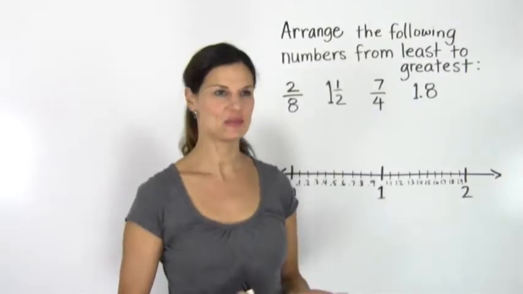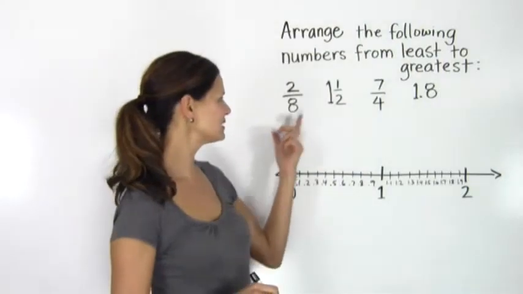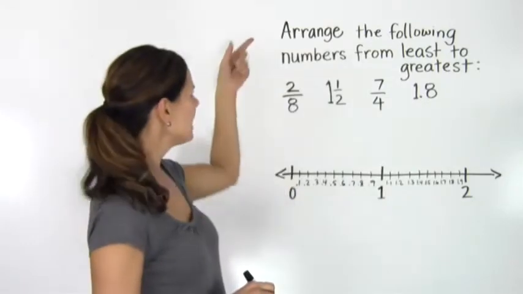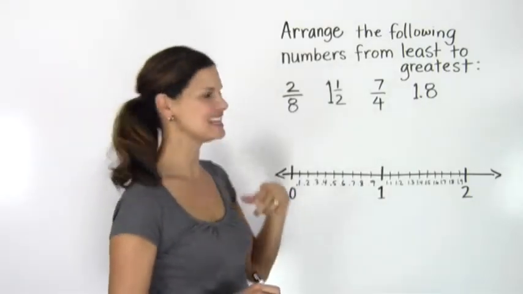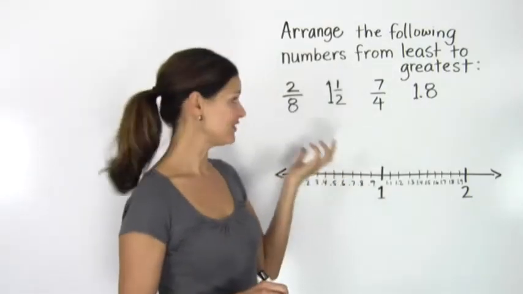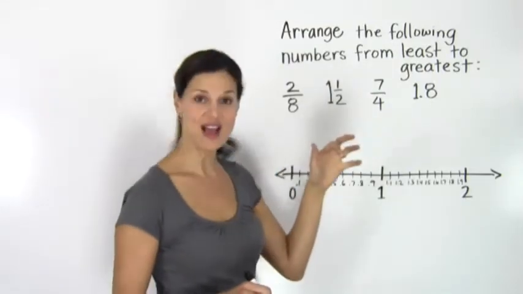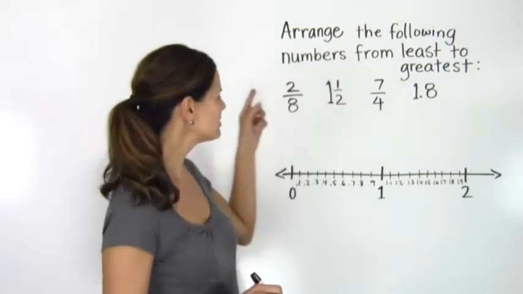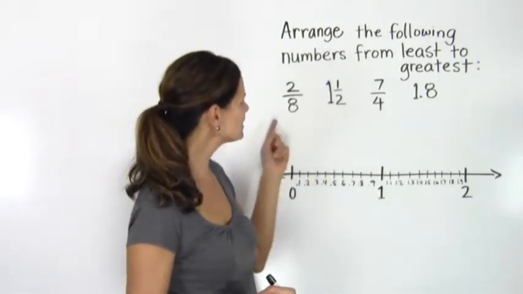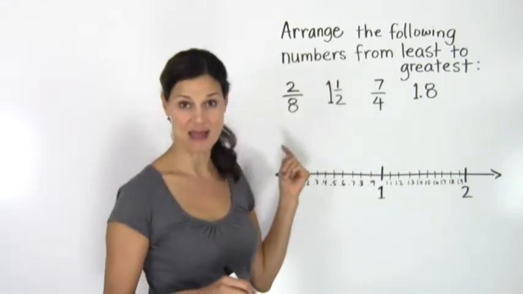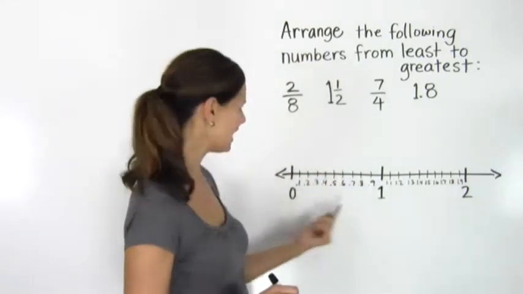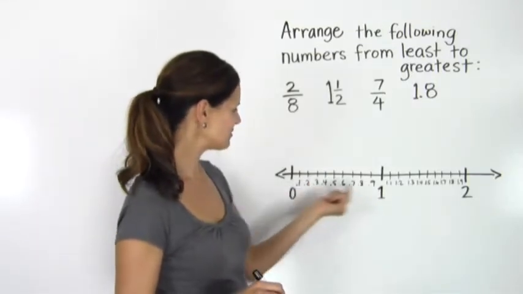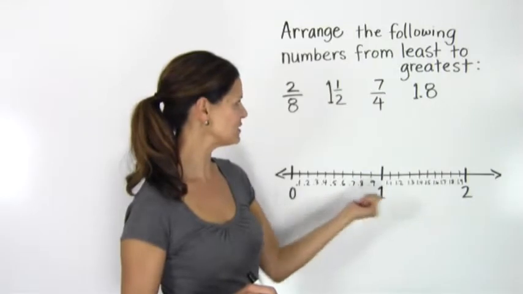Let's look at another problem with fractions, mixed numbers, and decimals all in the same problem. Arrange the following numbers from least to greatest. We want to figure out which of these has the largest value and which has the smallest and those in between. So to compare all of these numbers, first we need to convert them all to the same form. And then we'll plot them on our number line and we'll look at which one's the least and which one is the greatest and those in between.